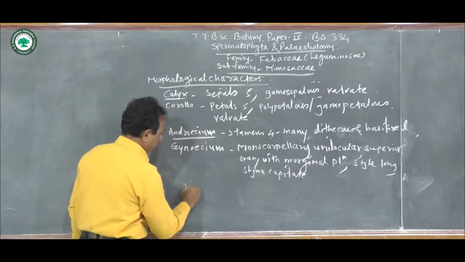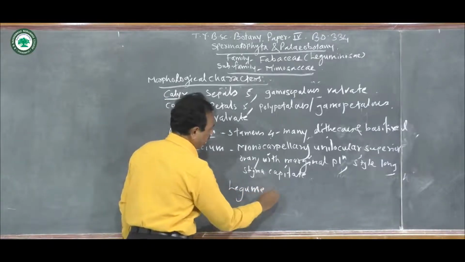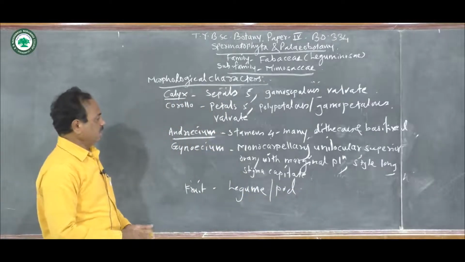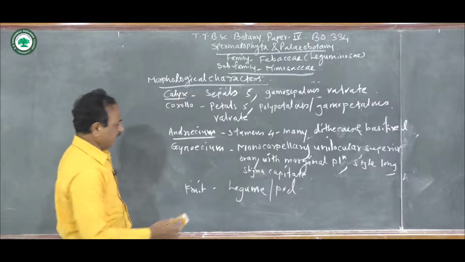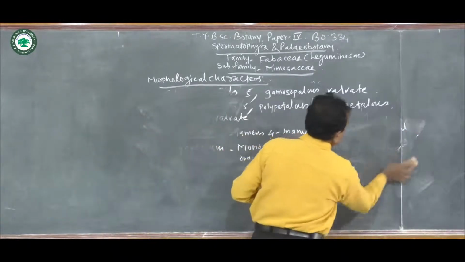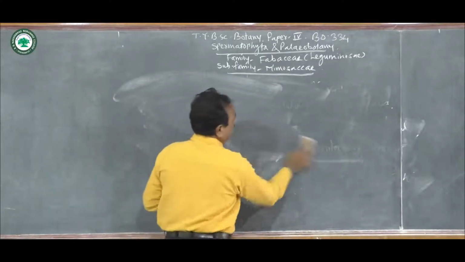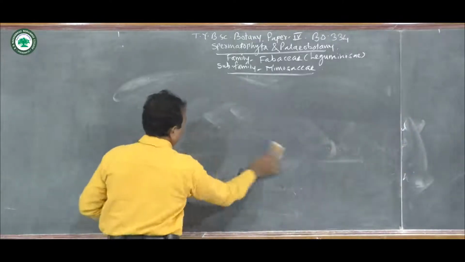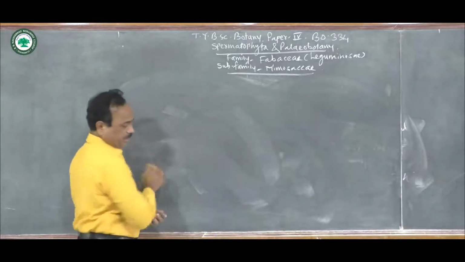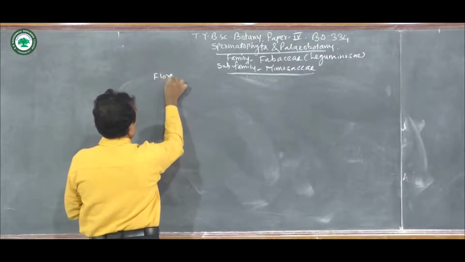If we see the type of fruit, as it is a member of family Leguminosae, it is a legume or pod. So these are the characteristics of the floral parts in the morphological characters. Now let us see the floral formula and floral diagram of this family. First, the floral formula.